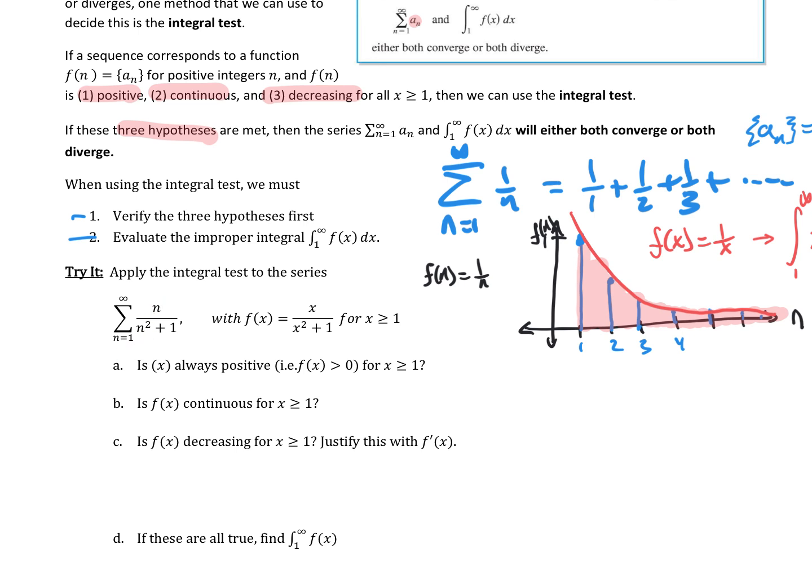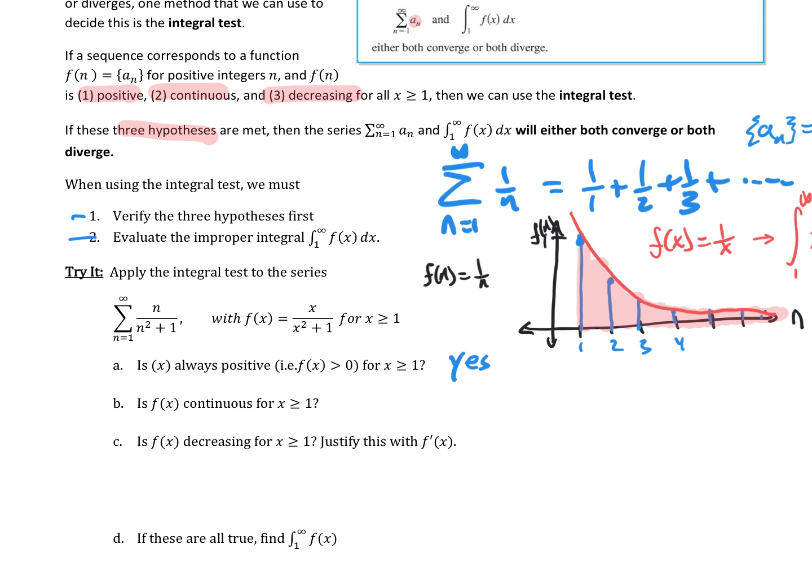And if we think of that as a continuous function here, we've got x over x squared plus 1. So those are comparable. Let's ask ourselves this: is f of x always positive for values of x that are greater than or equal to 1? Notice this n starts at 1, so we're considering an x that starts at 1. And yeah, if x is positive, the top will be positive, the bottom will be positive, the whole thing is positive. So this is true, yes.